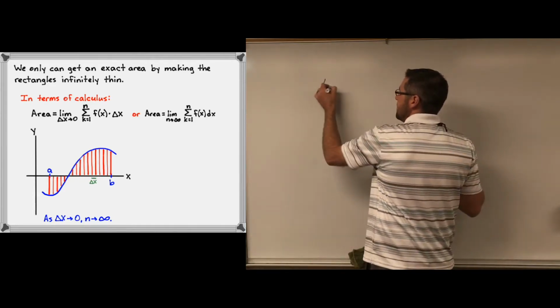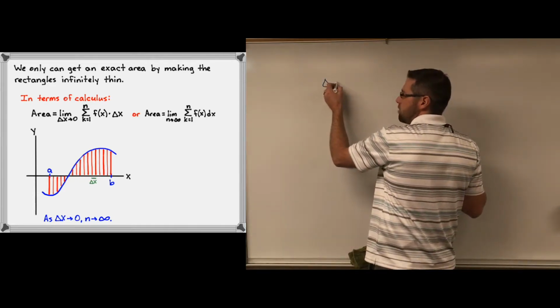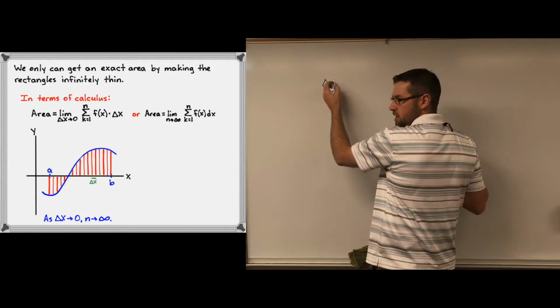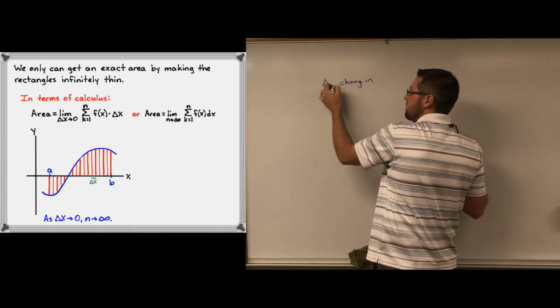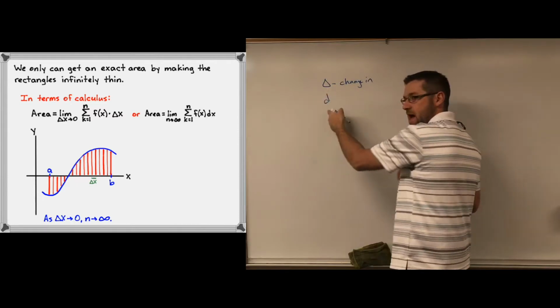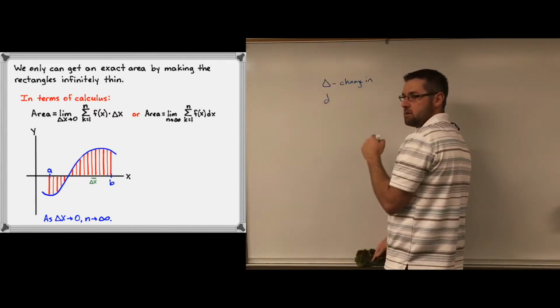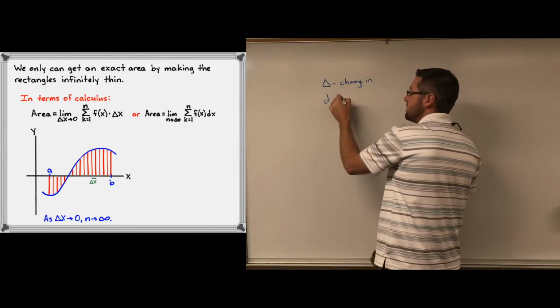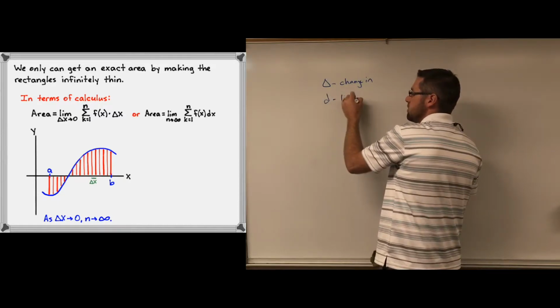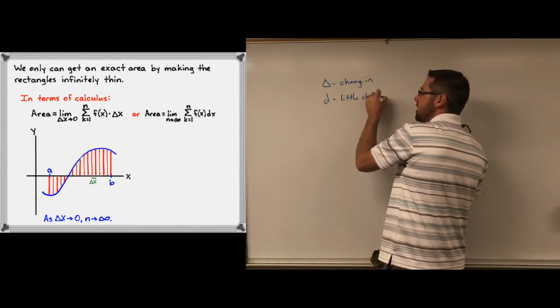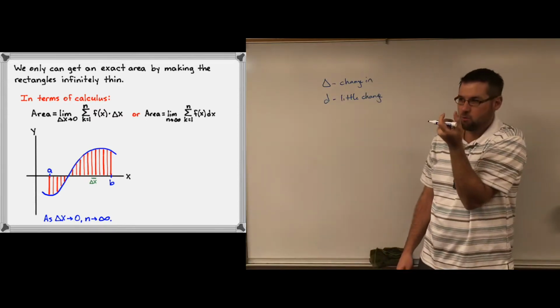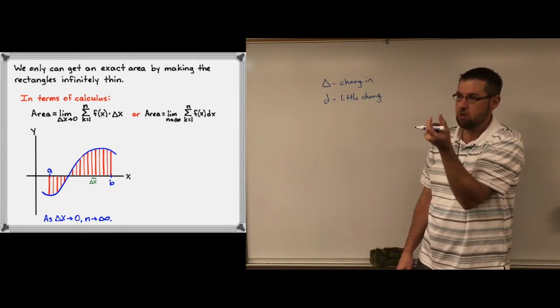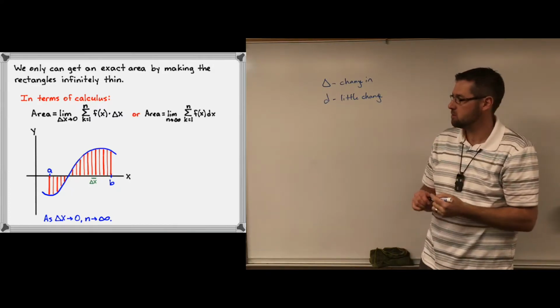Remember, delta is the capital letter delta, right? It means change in, right? That is the lowercase delta. So it's the little change. And we want little change because how much do we want delta x to be? Really, really small. Really close to 0. Does that make sense?